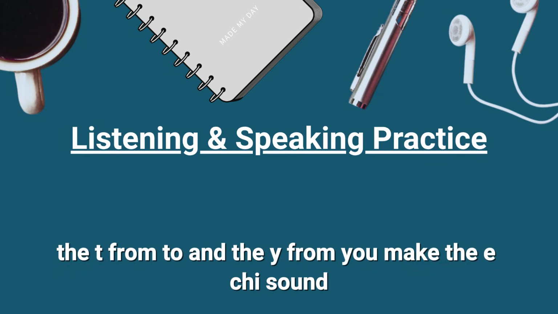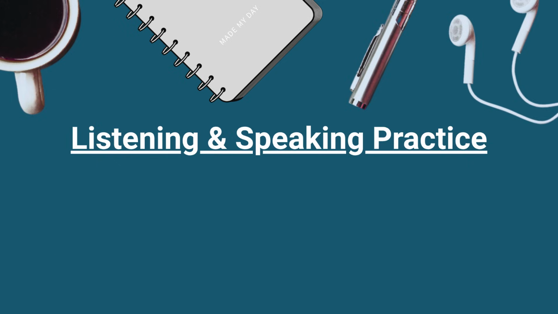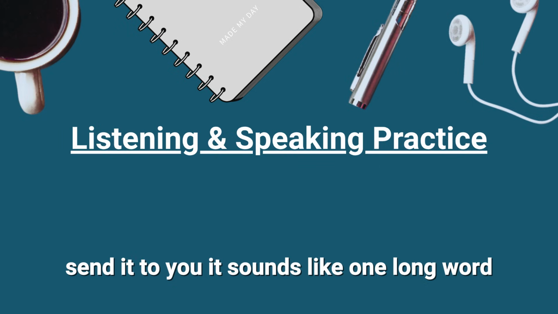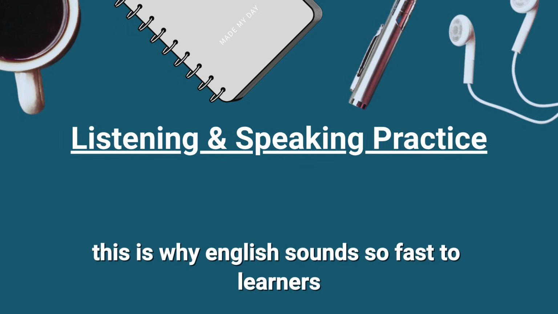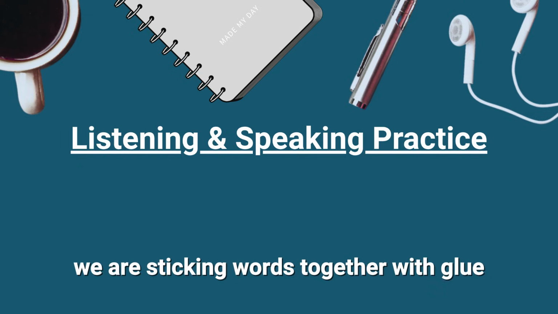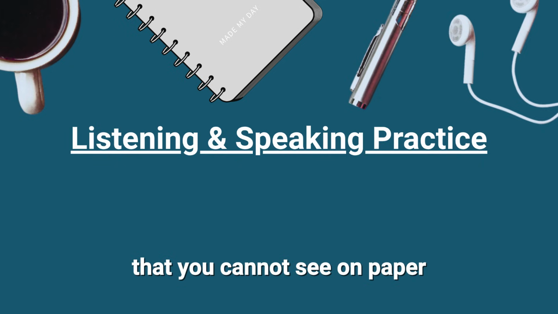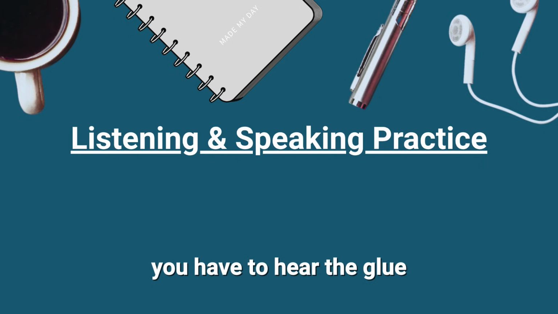The T from "to" and the Y from "you" make the "ch" sound. Send it to you. It sounds like one long word. This is why English sounds so fast to learners. We are sticking words together with glue that you cannot see on paper. You have to hear the glue.